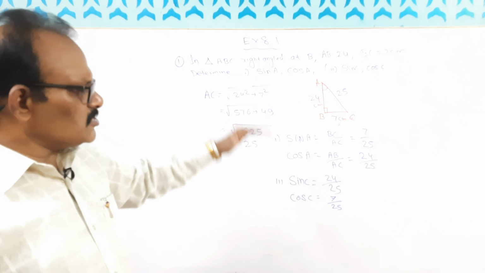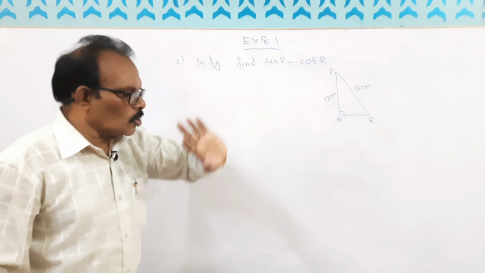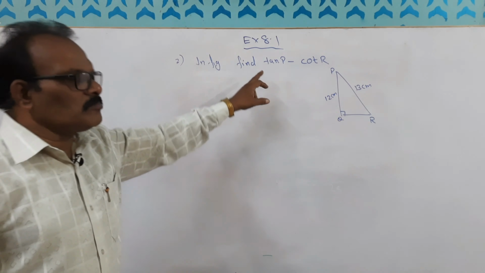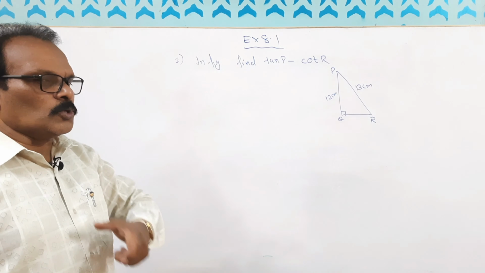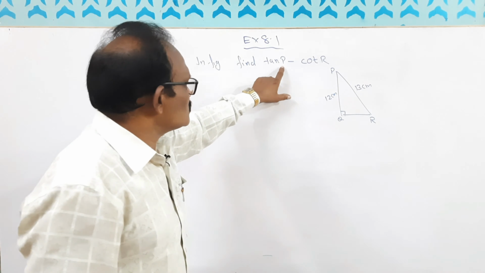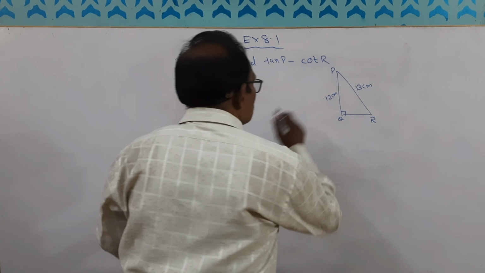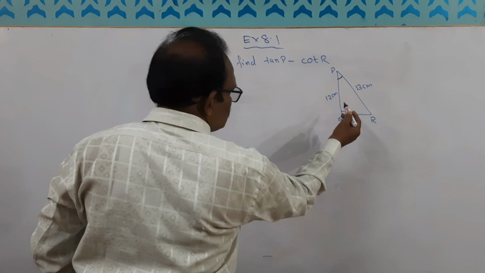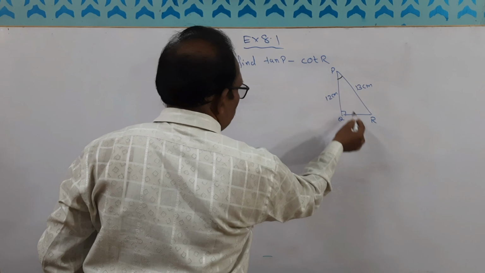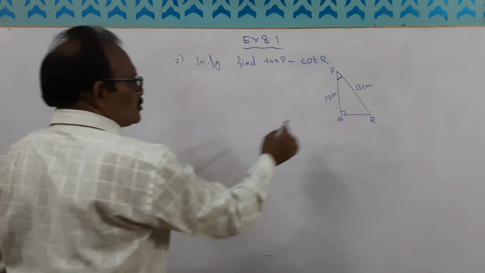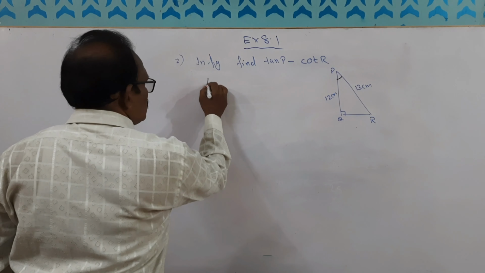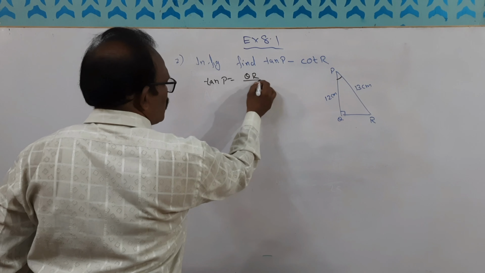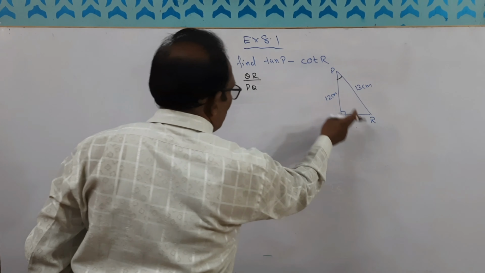In the figure, find tan P minus cot R. What is tan P and cot R? Tan means P by B, and here it is P. So obviously we are talking about this angle. If this is the angle, automatically this is the base, then this is the perpendicular. So tan P is equal to QR by PQ, P by B.